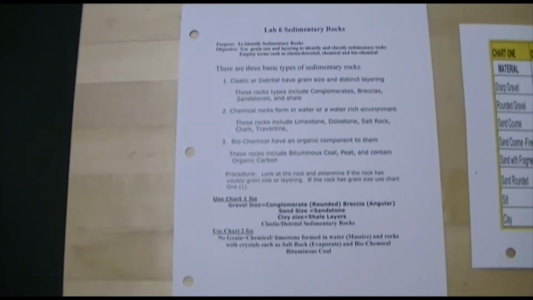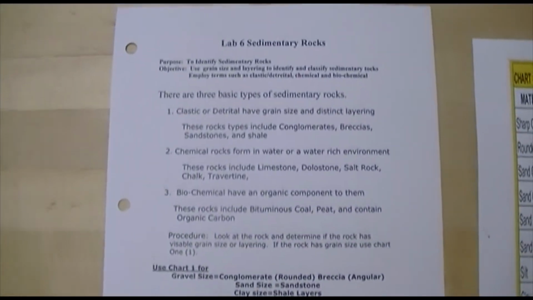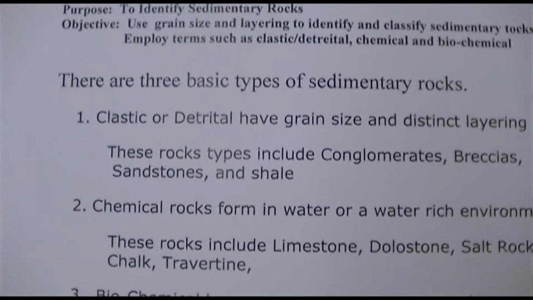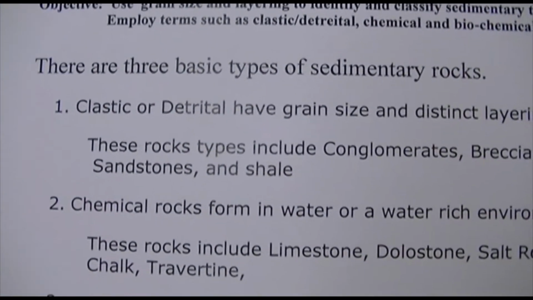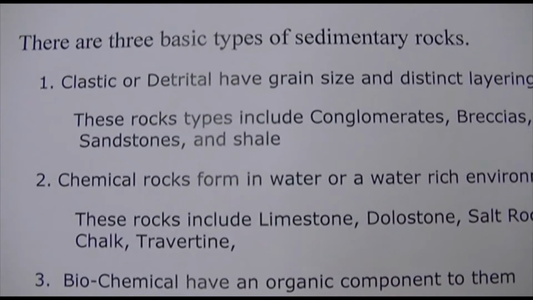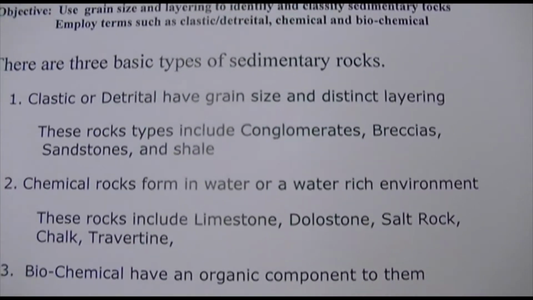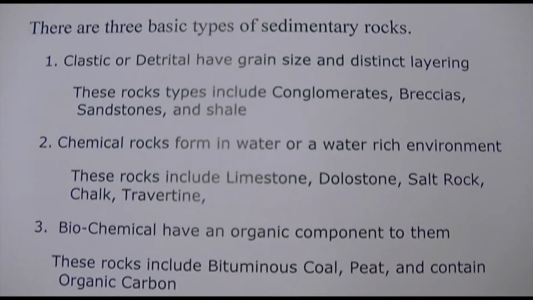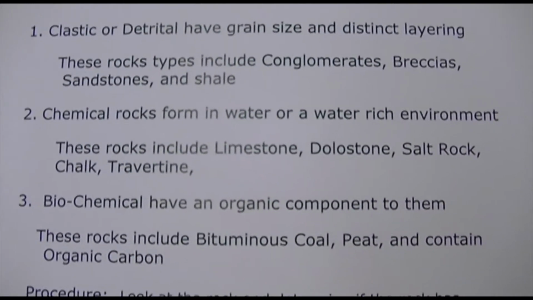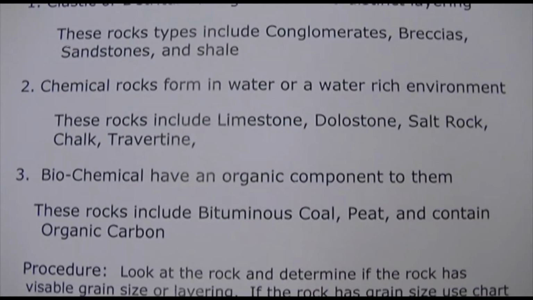So the 3 classifications are clastic, or sometimes known as detrital. Clastic rocks simply means these are fragments of other rocks, grains. Clastic and detrital are 2 words. Detritus is a Greek word meaning dirt. So these are rocks that are fragments, pieces, chunks of other rocks. All sedimentary rocks basically originate from the weathering of other rocks, unlike igneous rocks, where all igneous rocks originate as magma. Then there's chemical rocks.